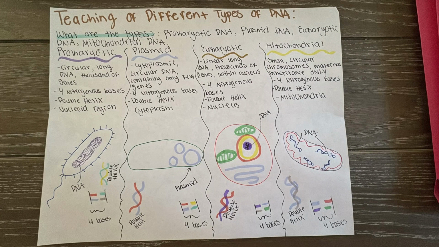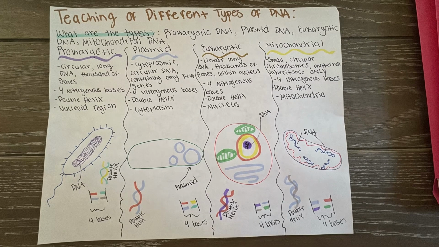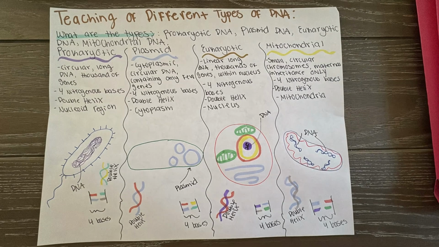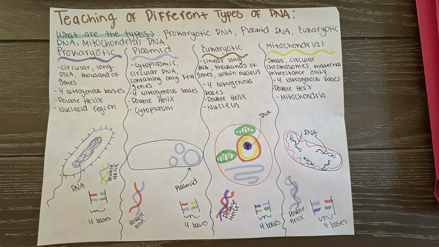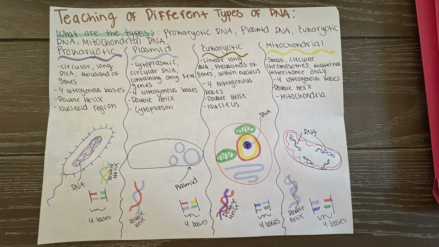The mitochondrial DNA is small circular chromosomes. It only has maternal inheritance. It has 4 nitrogenous bases and a double helix and is found in the mitochondria.